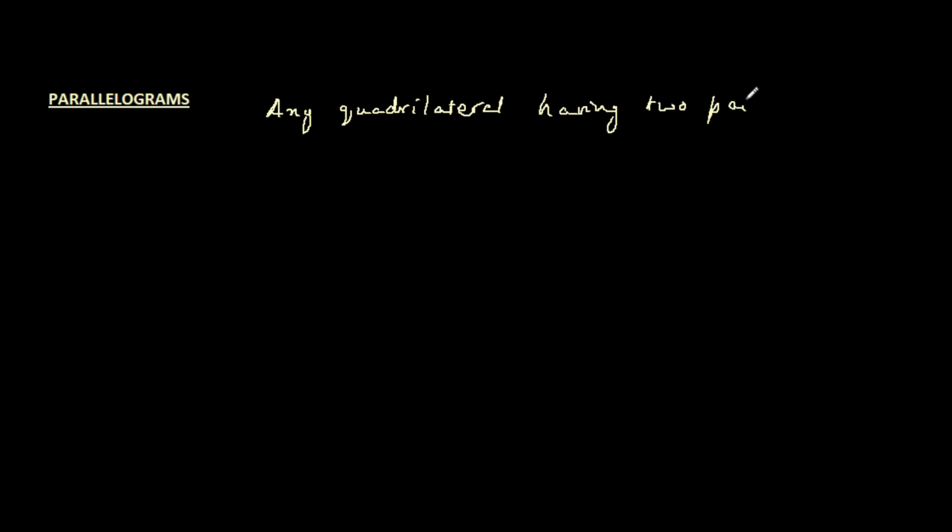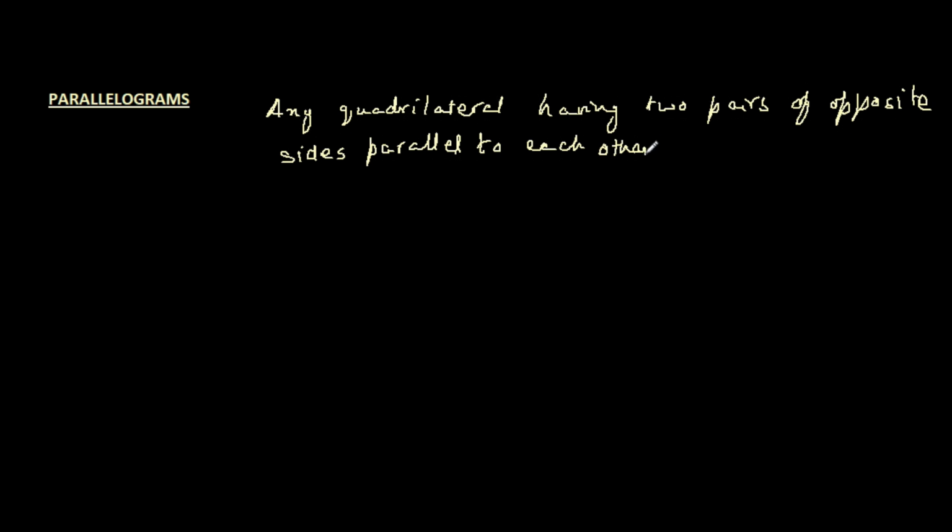Like I said, in this video we are going to discuss all the properties that a parallelogram has, and we'll learn how to prove all those properties. So to do that, let's start with the simple definition of a parallelogram. A parallelogram is any quadrilateral having two pairs of opposite sides parallel to each other.